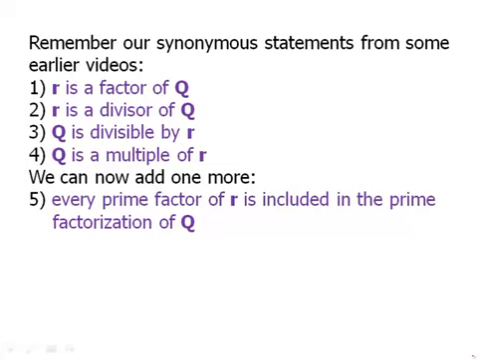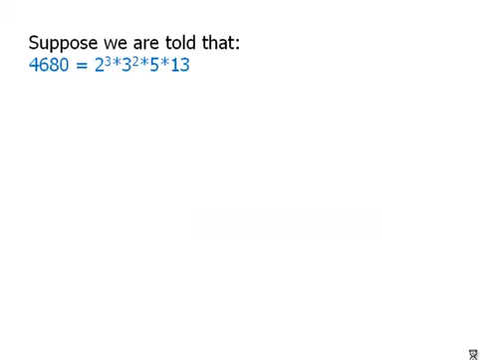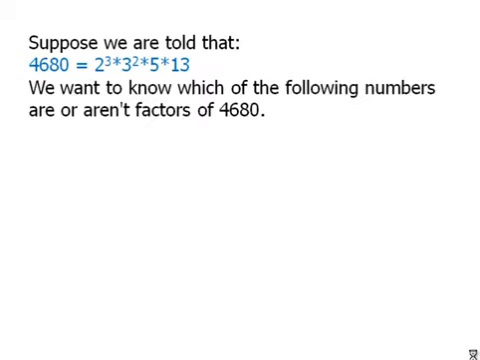Let's talk about an example with actual numbers. Suppose we are told that 4,680 has this prime factorization. Someone just hands us the prime factorization, which is awfully nice. Given this prime factorization, we want to know which of the following numbers are or aren't factors of this number. So I'm going to say pause the video and see if we can use the prime factorization to figure out whether each number here is a factor of that number.